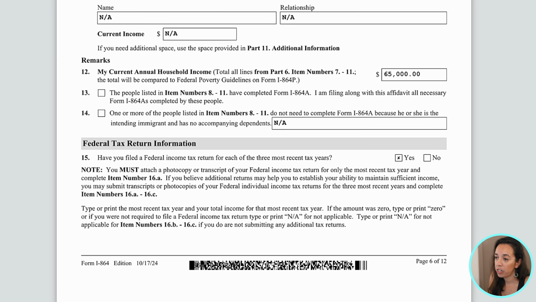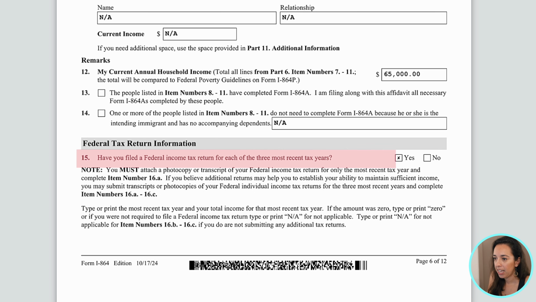Once again, for question 12, it calculates the total annual household income. So in our case, that was just the number as above that we entered in question 7. So for question 12, that's my income as a whole. Question 13 and 14 did not apply to us.